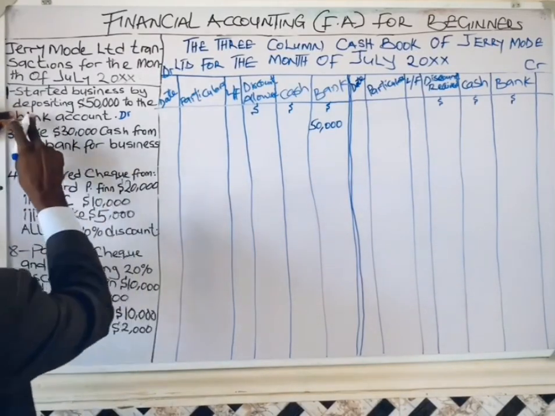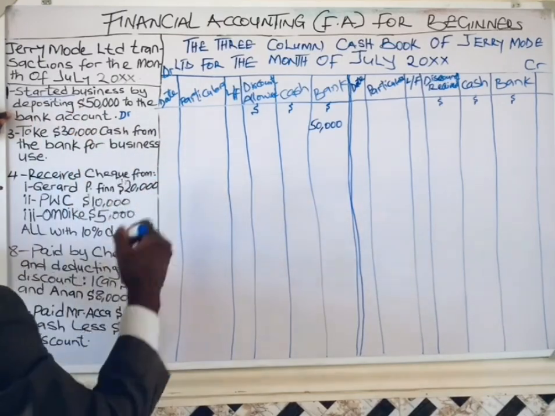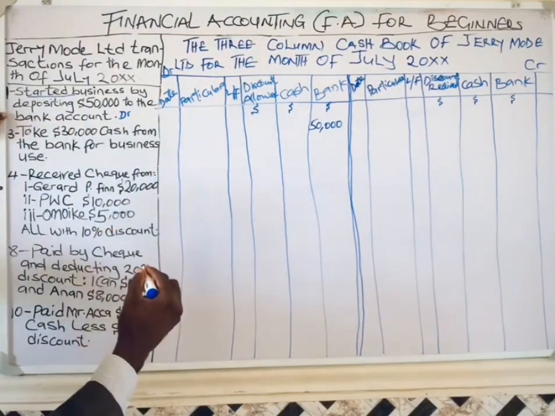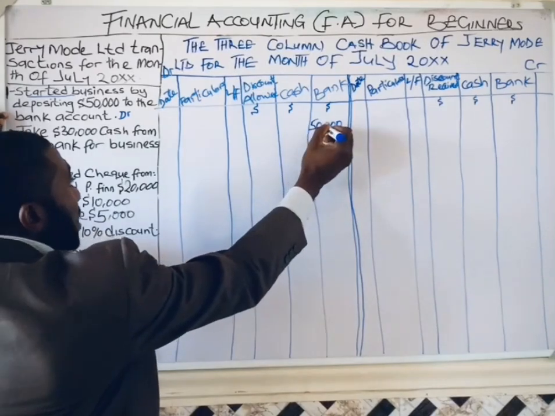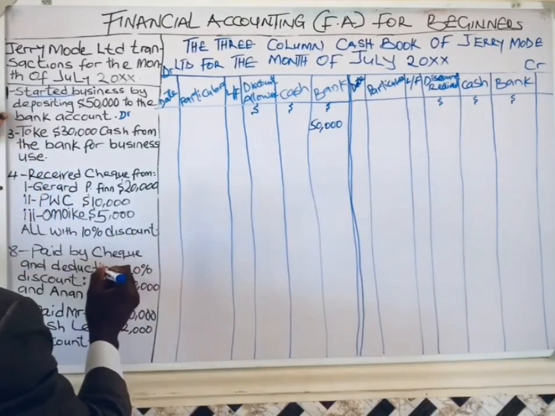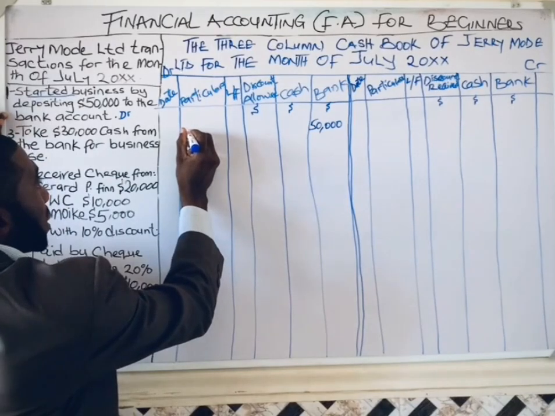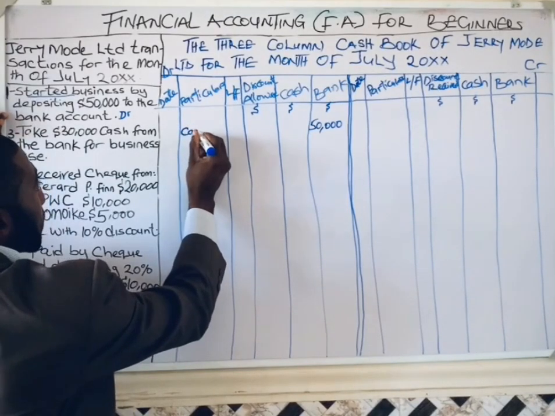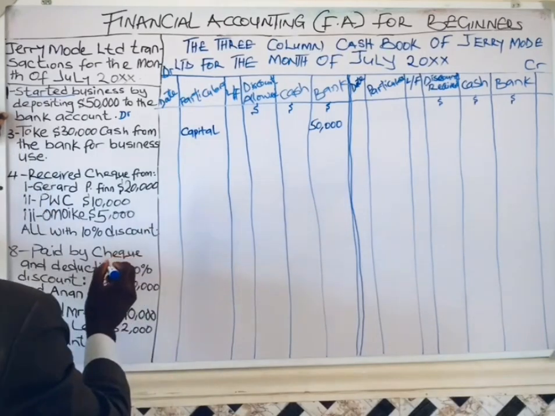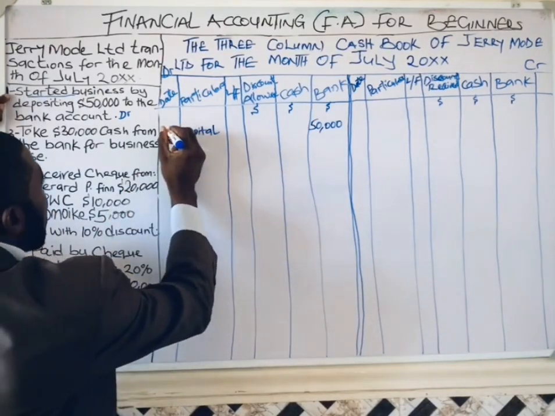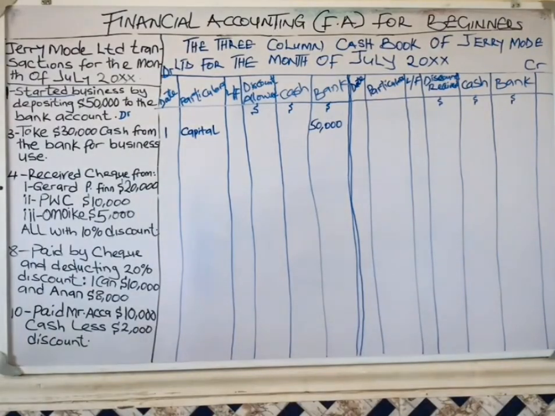As a result of what? Starting the business. So you are investing, and we say investment is capital. So the bank receives $50,000 as a result of investment, the particulars, that is capital, on the 1st of July. Very simple.